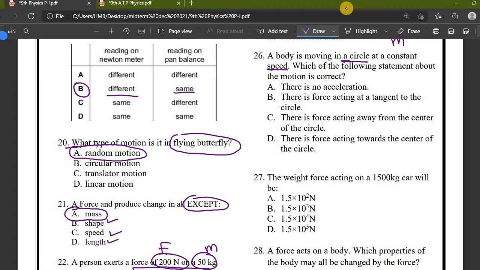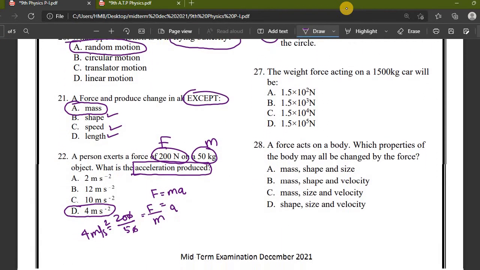So "there is no acceleration" is incorrect. "There is a force acting tangent" is also incorrect because the force is towards the center of the circle. So the correct answer is option D. There is a force acting towards the center of the circle, known as centripetal force.